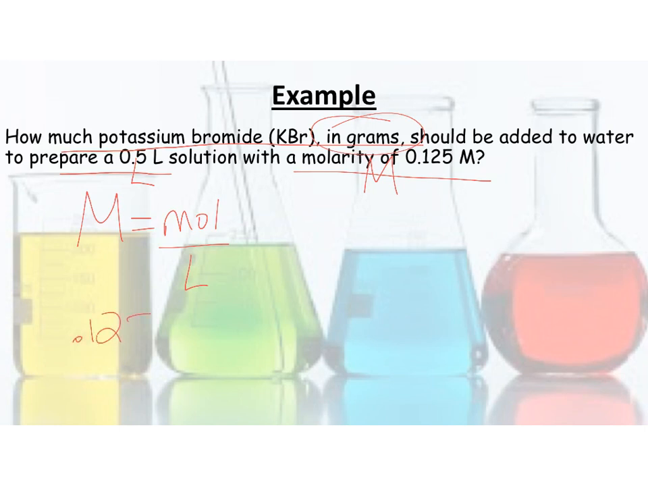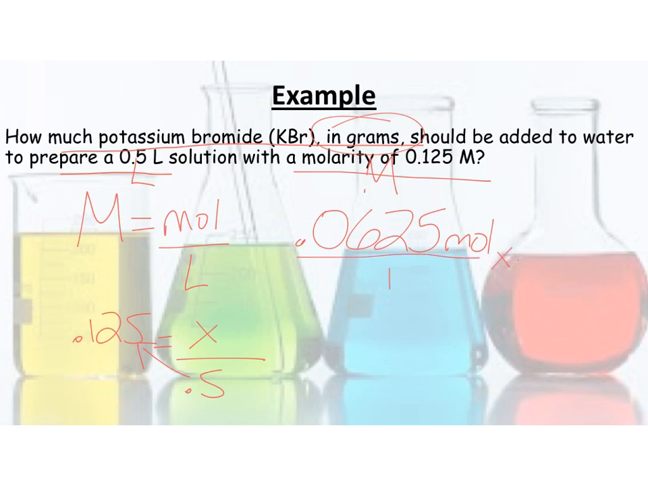Plugging in my variables, X is going to be my moles. Then you cross multiply to get X by itself, and you get 0.0625 moles.